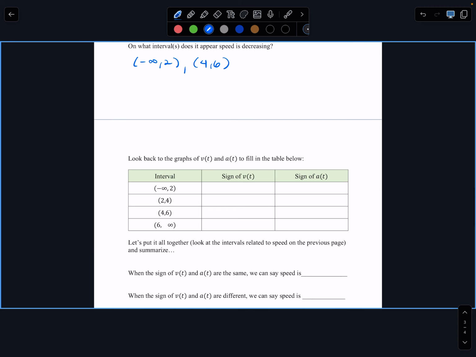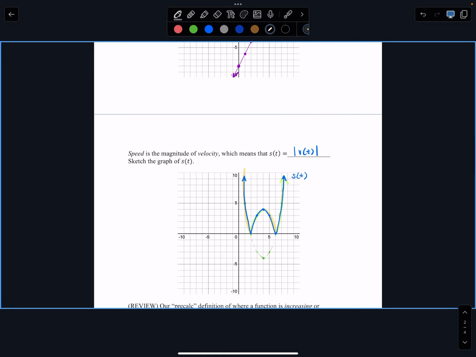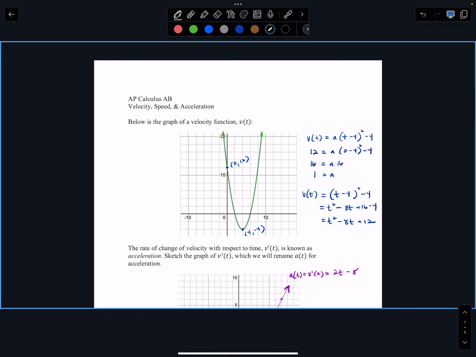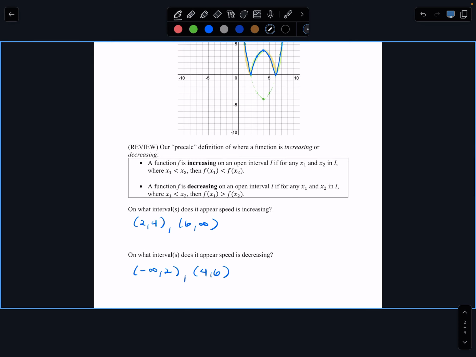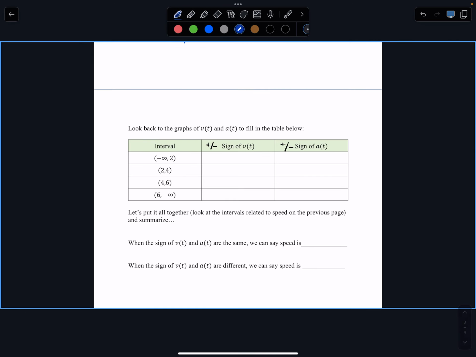So now kind of putting it all together and filling in what the sign, and by sign I mean positive or negative, is for each of these intervals, for each of those functions, so for velocity as well as acceleration. So on the interval from negative infinity to 2, we're talking sign, so positive above the x-axis or negative below the x-axis. For velocity, from negative infinity up to 2, velocity is positive, yeah? What's acceleration?